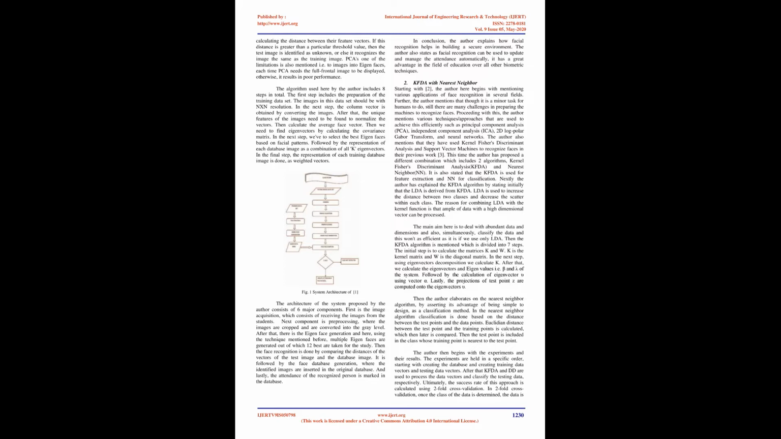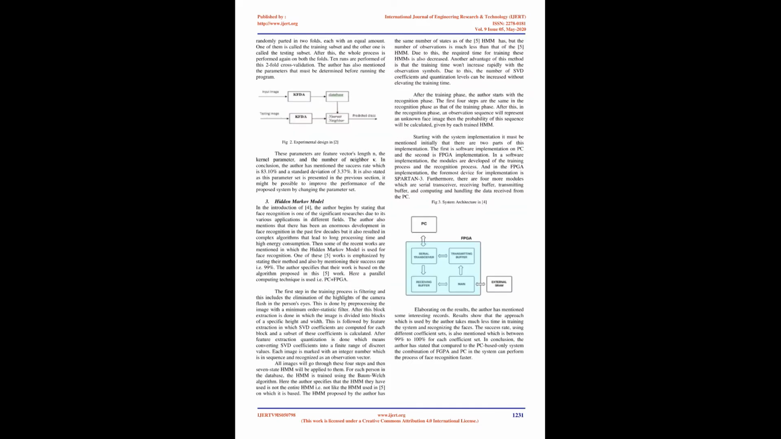Then the KFDA algorithm is mentioned, which is divided into 7 steps. The initial step is to calculate the matrices K and W. K is the kernel matrix and W is the diagonal matrix. In the next step, using eigenvector decomposition, we calculate K. After that, we calculate the eigenvectors and eigenvalues, followed by the calculation of eigenvector using vector A. Lastly, the projections of test point Z are computed onto the eigenvectors.